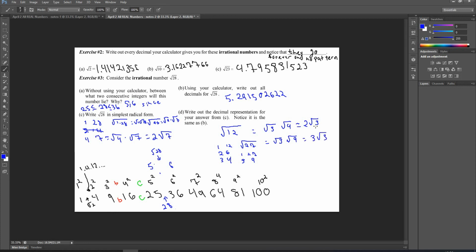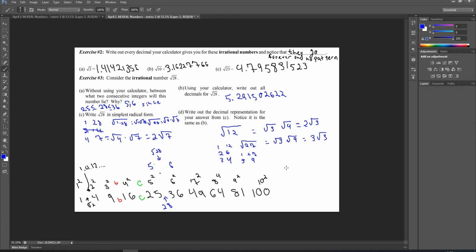So this is how we simplify radicals, by writing it as a product of 2 radicals. And then once you have it written as a product of 2 radicals, if one of them is a perfect square, you can simplify it by getting the base of the perfect square.